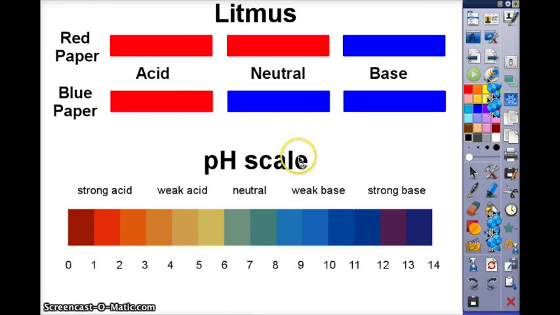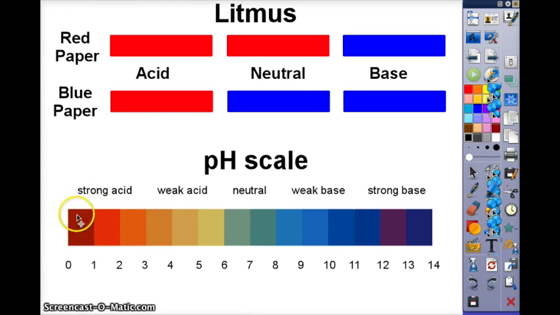Let's talk about how a weak or strong acid or a weak or strong base would be determined on a pH scale. A pH scale is from 0 to 14, and the 0 to 14 scale is based on hydrogen ion concentration. So in the solution, how many hydrogen ions are being released determines how strong or weak an acid or base it is.